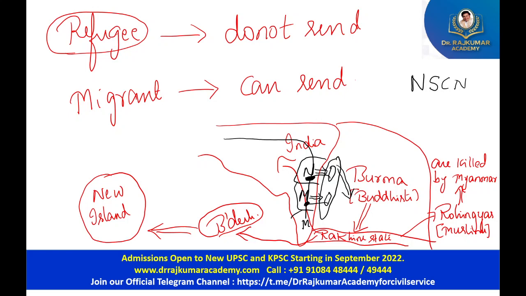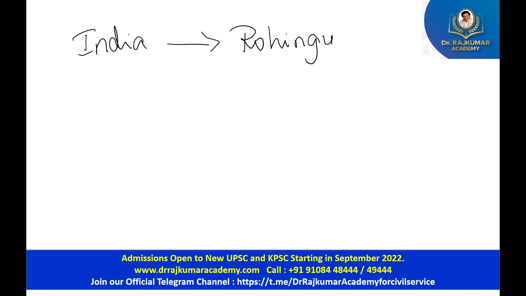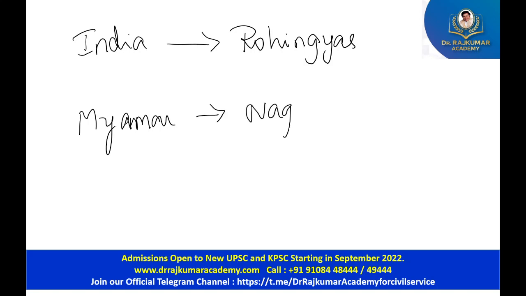So, what is happening here? India is supporting Rohingyas. Burma or Myanmar is supporting Nagas, Kukis, etc. So now India questioned Myanmar, why are you supporting Nagas, Kukis and all? Myanmar says, India, why are you supporting Rohingyas?